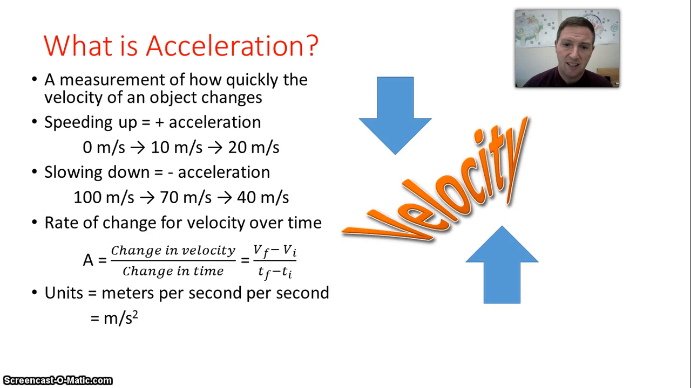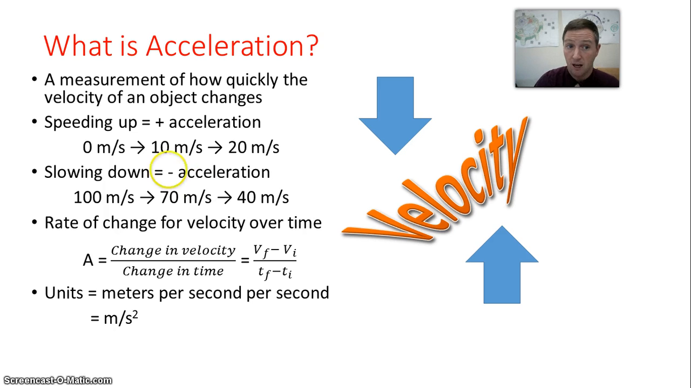So let's actually define this. What are we talking about when we're talking about acceleration? All right? Acceleration is a measurement, just like velocity is a measurement of our speed with direction. Acceleration tells me how quickly or slowly the velocity of an object changes. So when my velocity changes, how is it changing? That's acceleration. Acceleration is a measurement of how velocity changes over time.